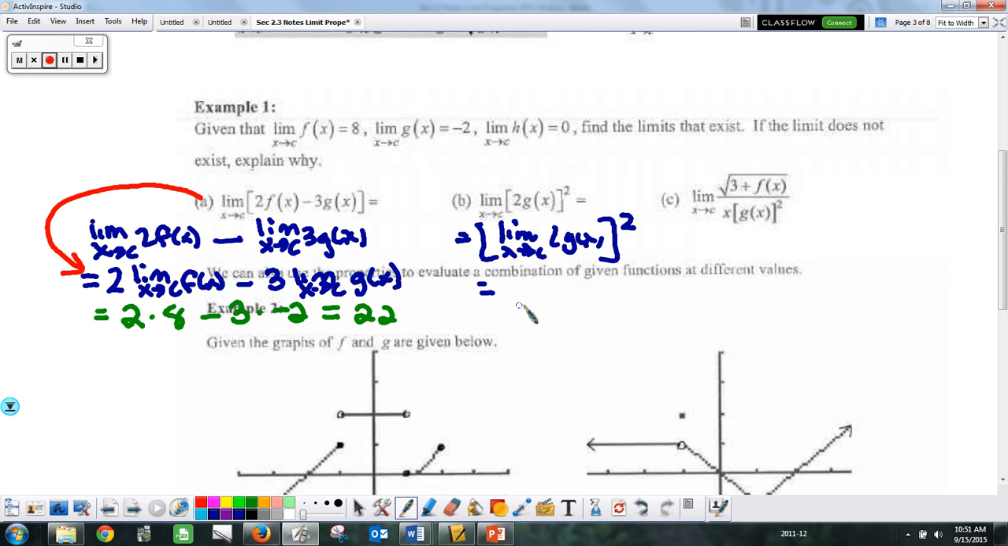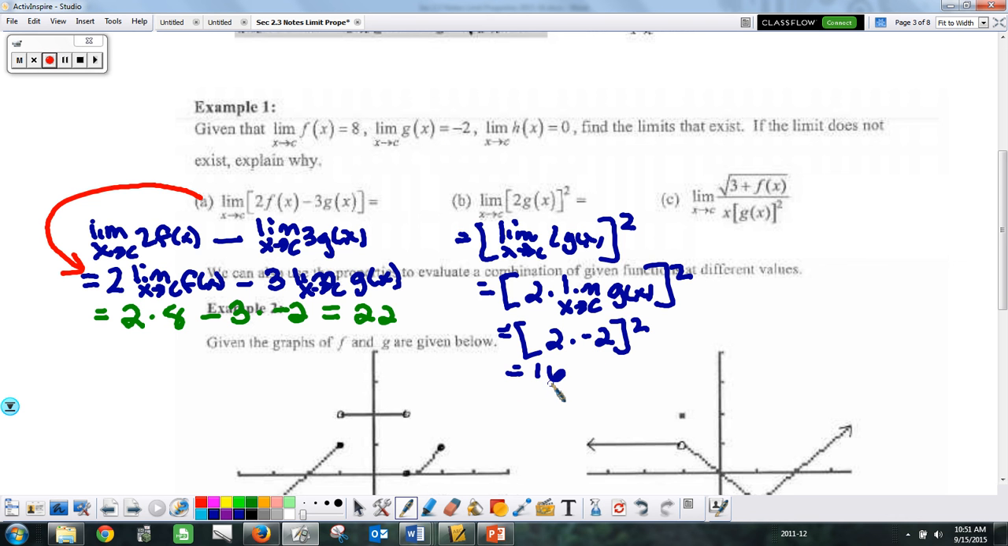And then we go, okay, the limit of a scalar multiple, I can pull that out. It's 2 times the limit as x goes to c of g of x, and then that whole thing is being squared. And so now we get to here, we're ready to plug things in. The limit for g was -2, so I have 2 times -2, and then we're squaring it, so I have -4 squared, or final answer of 16.